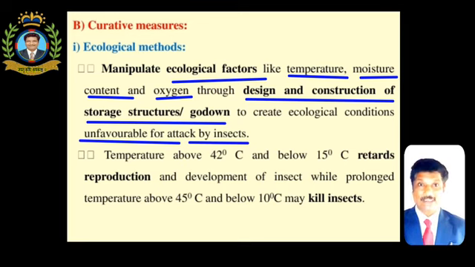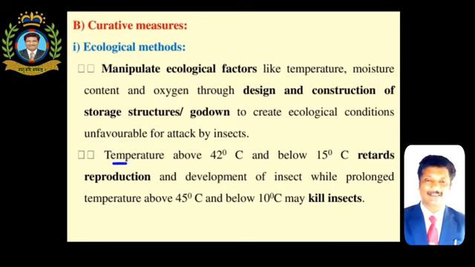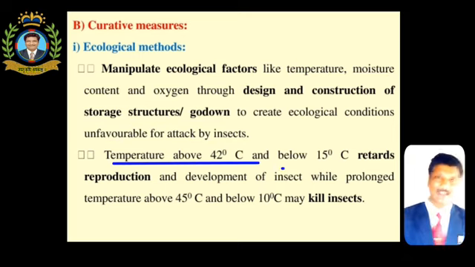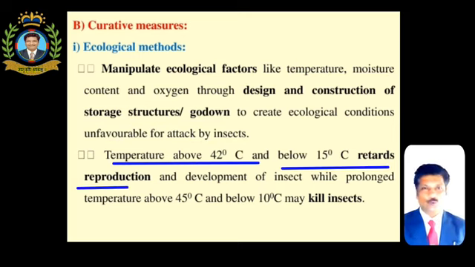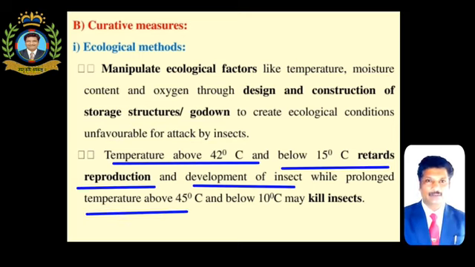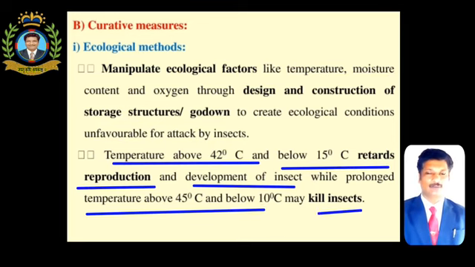the attacking insects. Increasing the temperature above 42 degrees or below 15 degrees may retard the reproduction rate of the insects. And if we increase the temperature above 45 degrees Celsius or below 3 degrees Celsius, we can also kill that particular insect permanently.